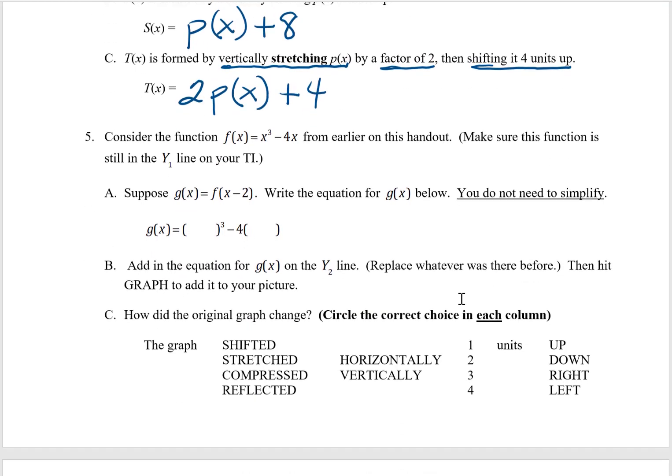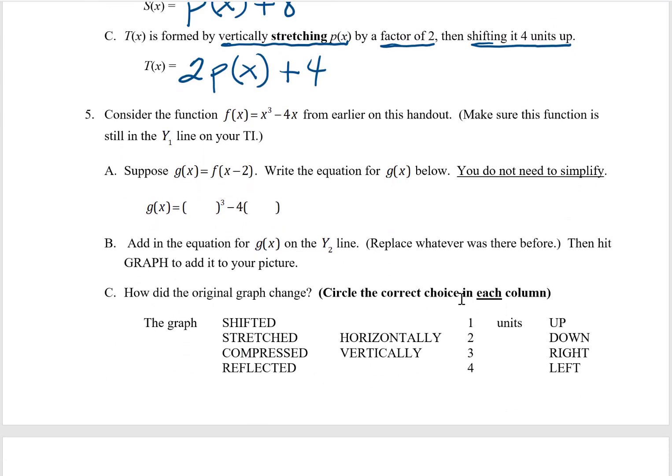Number 5, let's do a little bit more investigating. We're back to our original f of x function, the x cubed minus 4x. It is still in the calculator. And our new function now, g of x, is f of x minus 2. Notice the minus 2 is inside the parentheses. It's impacting the x. In other words, I need to go to my f of x function and replace all of the x's with x minus 2's.